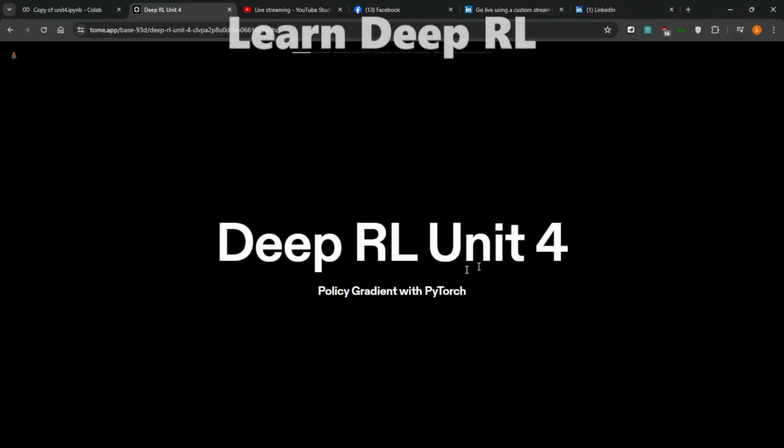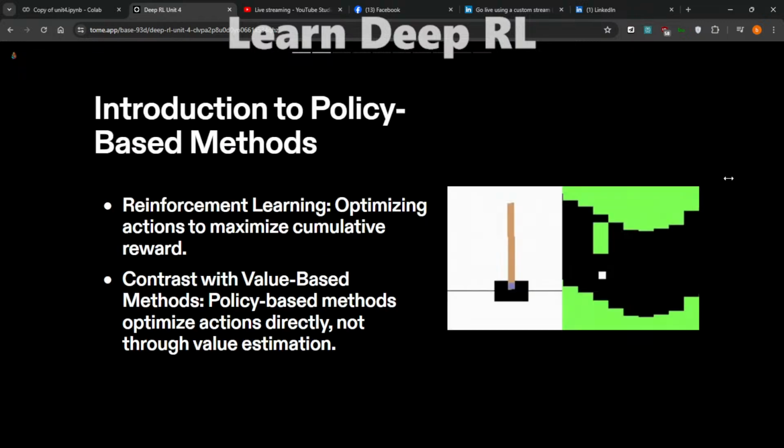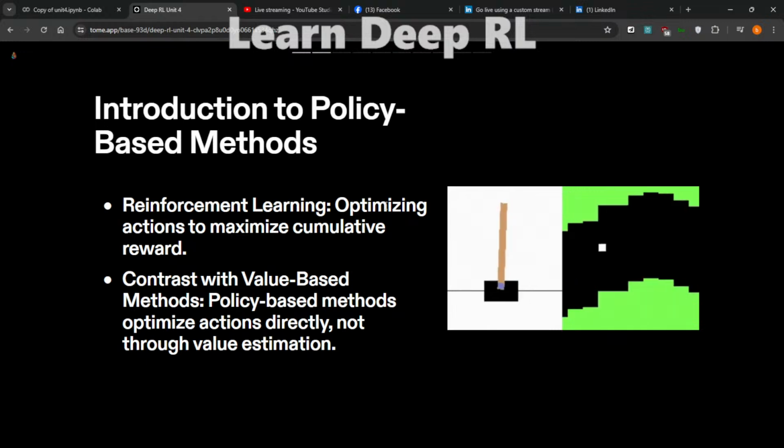Alrighty, so today we'll be covering Deep Reinforcement Learning, Unit 4 from HuggingFace. The topic for this week is Policy Gradient with PyTorch. So, let's start with an introduction to policy-based methods.